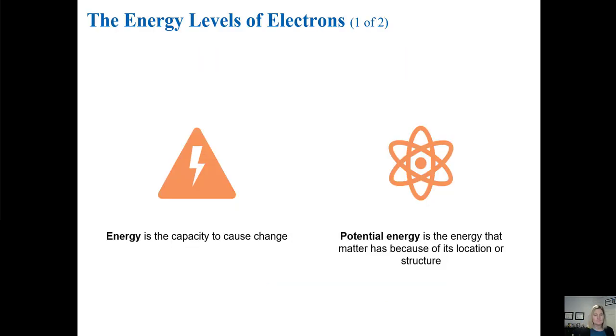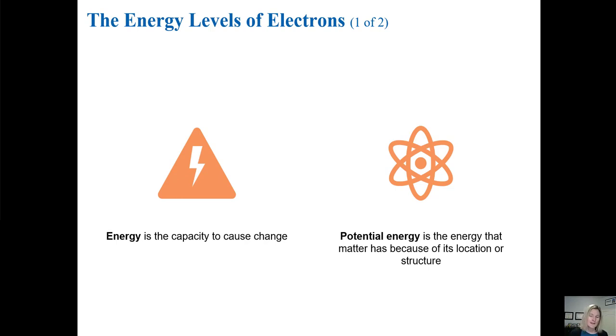All right. So we've been talking so much about protons and neutrons. What about those electrons? Well, electrons are always in that cloud that surrounds the nucleus. And they actually have different energy levels. So we're going to talk a little bit more about those electrons.